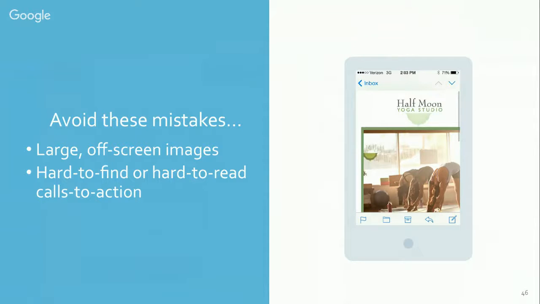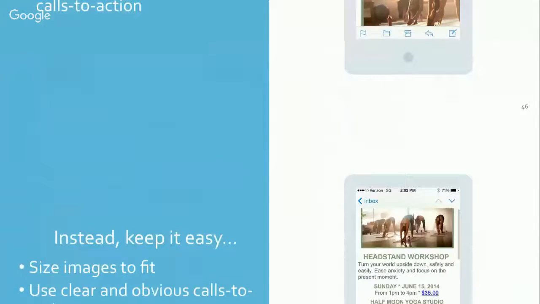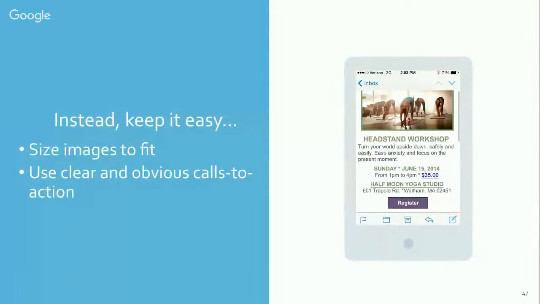So how do you avoid that? Well, think about what your clear call to action is. Make it easy to read. Put it in the top section of your email so people are going to notice it first and then take that next step. Don't make people hunt for it. Don't make people zoom for it. Keep it easy. Make the images fit your email and use clear and obvious calls to action. If you don't know if something is a clear call to action, share it with somebody else and ask them the question, what am I asking you to do by reading this email? If they don't give you the answer you're looking for, chances are good you have to go back to the drawing board.